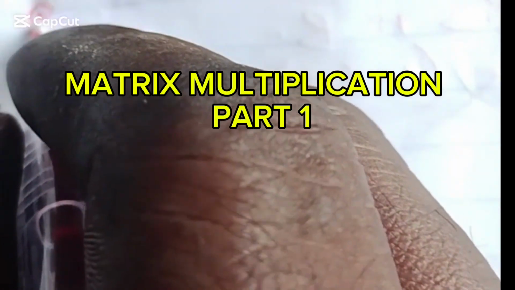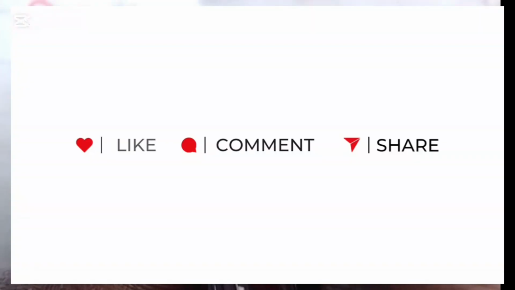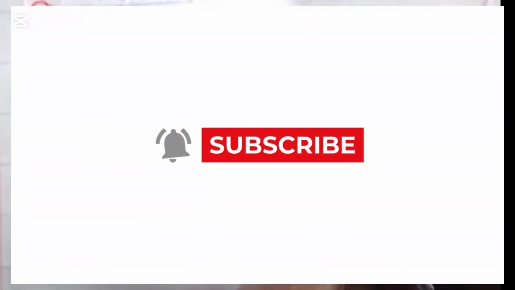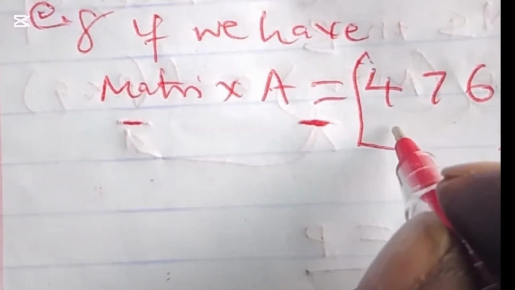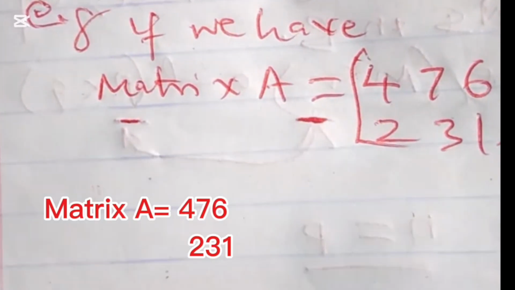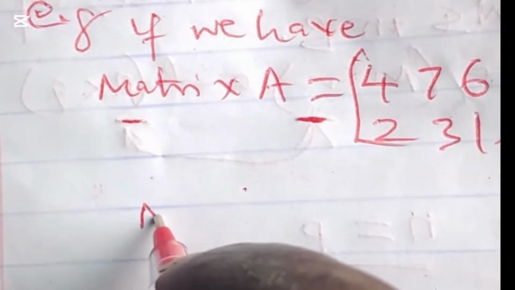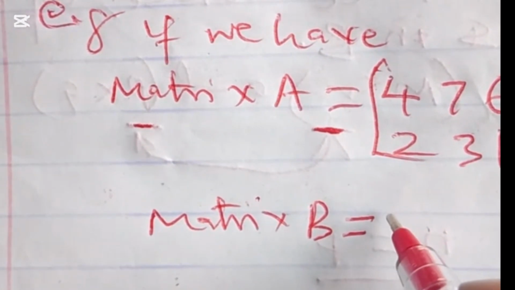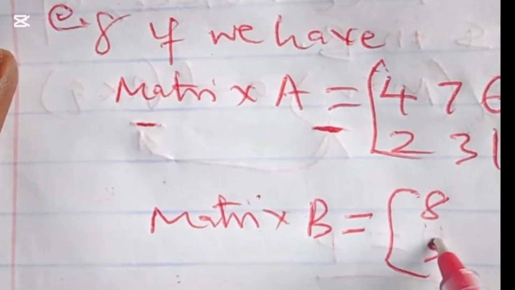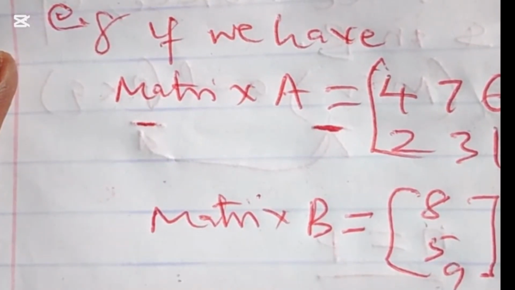Now let's take an example. For example, if you have matrix A, which is equal to 4, 7, 6, and 2, 3, 1, and B is equal to 8, 5, 9.